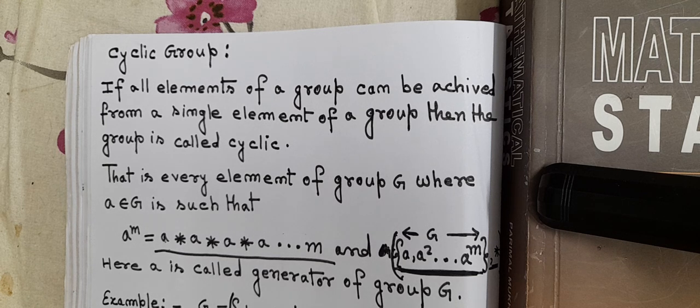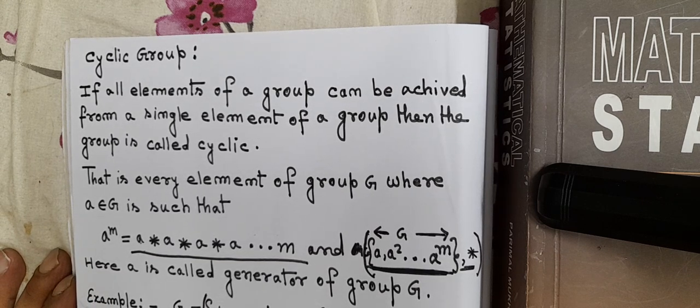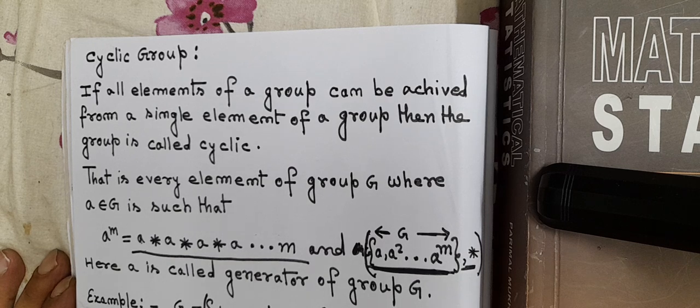So let's start. What is cyclic group? If all elements of a group can be achieved from a single element of the group, then the group is called cyclic. That is, every element of group G, where a belongs to G, is such that a^m equals a * a * ... till m, and the set G will be like that: a, a squared, till a to the power m, where asterisk is the binary operation here. Here a is called the generator of the group.